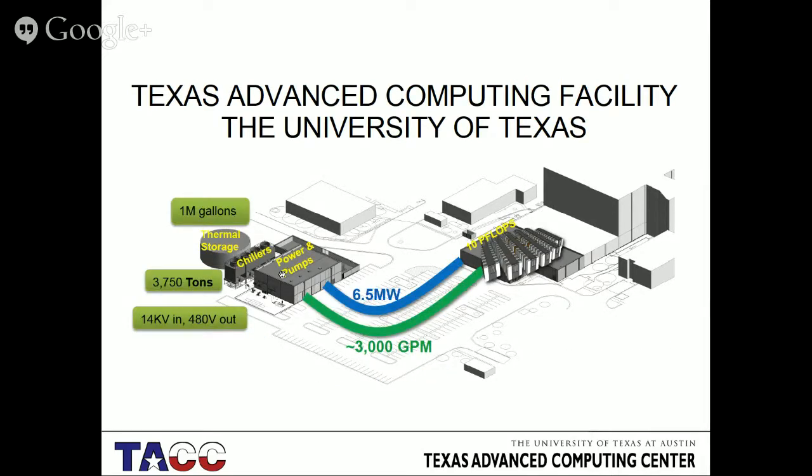And we pump about 3,000 gallons per minute of chilled water into this machine room to cool these systems. And we added 6.5 megawatts of power to support this system. Now, Stampede, I think at its peak will use 4.5 megawatts. Right now, just running regular jobs is probably using about 3. But we've got the capability to support 6.5 megawatts.